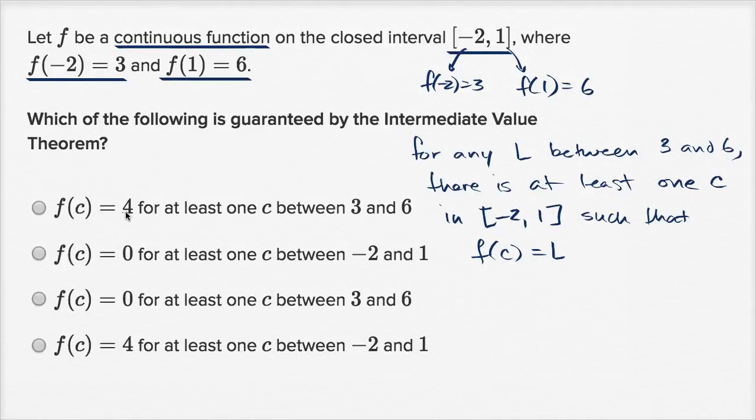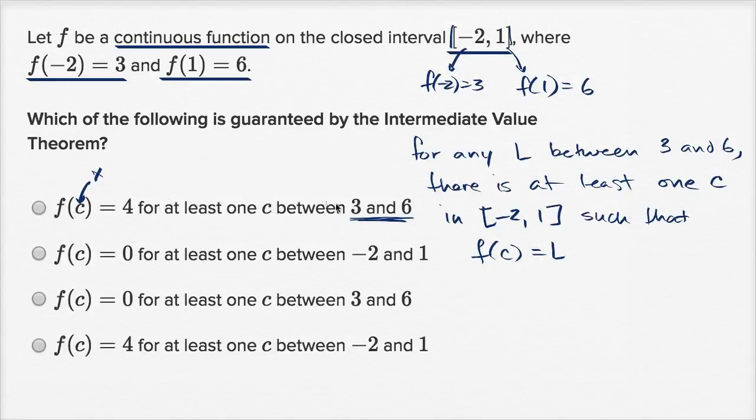So f of c equals 4. So that would be a case where L is equal to 4. So there's at least one c in this interval such that f of c is equal to 4. We could say that. But that's not exactly what they're saying here. f of c could be 4 for at least one c not in this interval. Remember, the c is our x. This is our x right over here. So the c is going to be in this interval. I'll take a look at it visually in a second so that we can validate that.